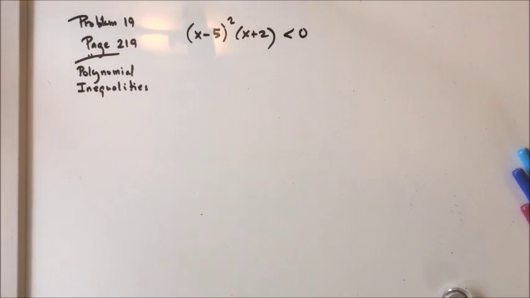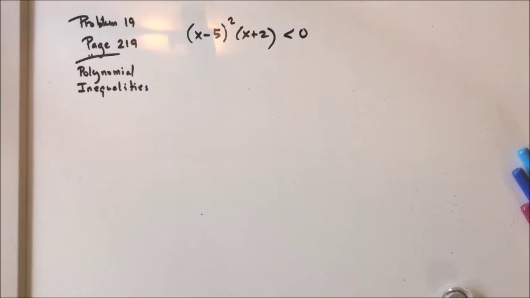All right, here we are, problem 19 on page 219. This is a problem about polynomial inequalities, and this is meant to help you out with homework 12, which comprises, among other problems, problem 18 on page 219, I believe.